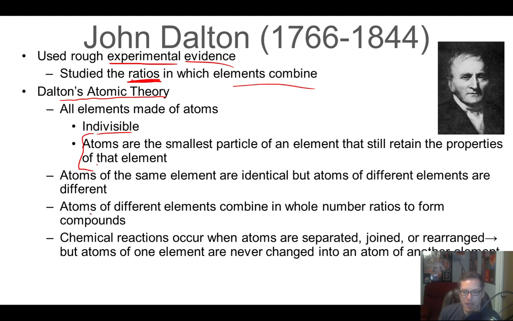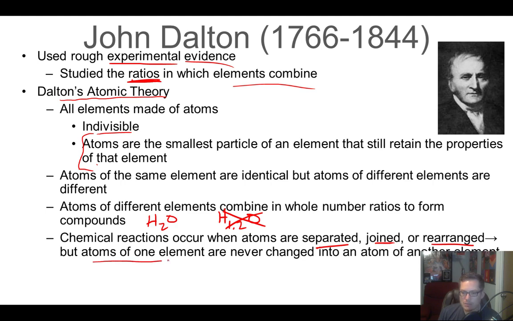And then the third one: atoms of different elements combine in whole number ratios to form compounds. So the idea is that if you had water and it was made up of H2O, you couldn't ever have something like H1.2O. This doesn't happen. That was his third postulate, that they always have to be whole number ratios. And then the fourth: chemical reactions occur when atoms are separated, joined, or rearranged.